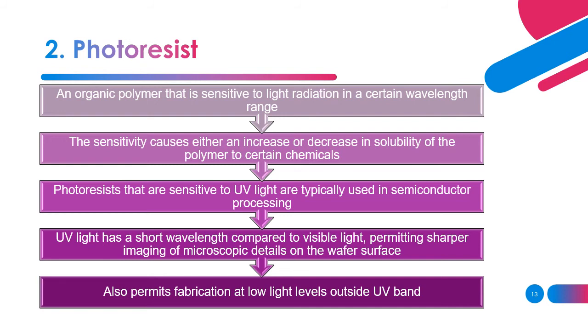Typically, what we use in semiconductor processing is UV light. UV light has a short wavelength compared to normal visible light. This permits sharper imaging of the microscopic detail on the wafer surface. It also permits fabrication at low light level outside the UV band.